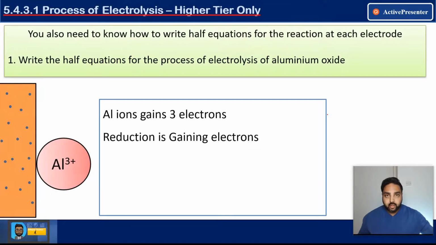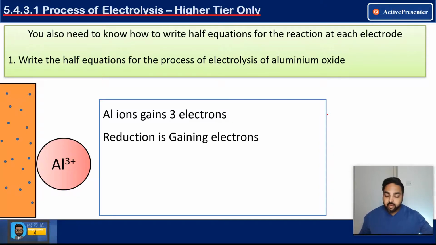So let's look at this. One of the things that higher tier students will need to be able to do is write half equations that are happening, particularly with electrolysis, at each electrode. Now, the example I'm going to use is using aluminium. I've got an aluminium 3 plus ion and the negative electrode there. How do I know it's a negative electrode? Well, it's got these tiny blue things that represent the electrons in the cathode.